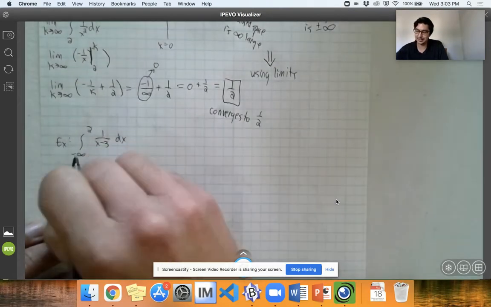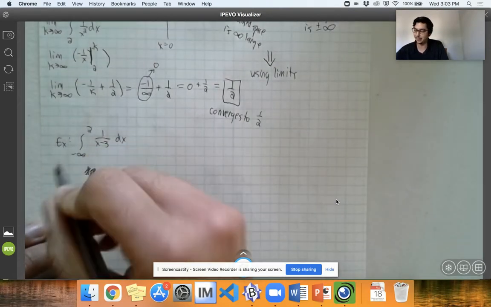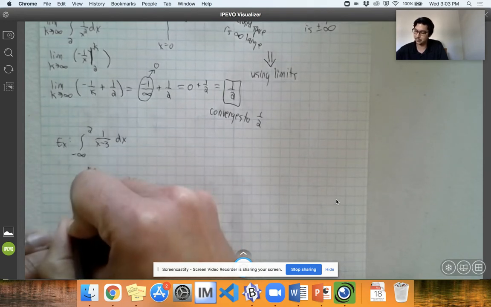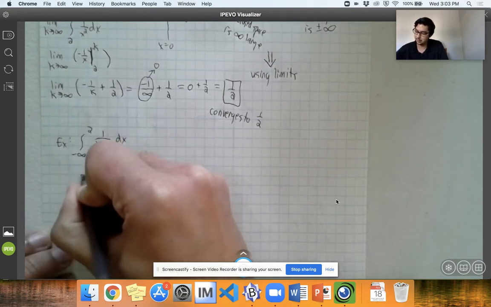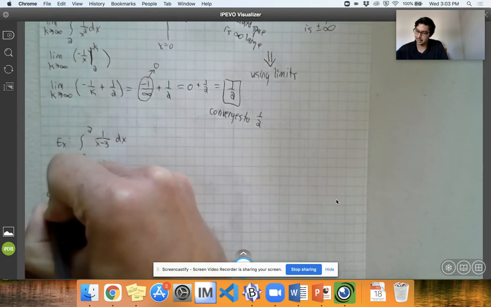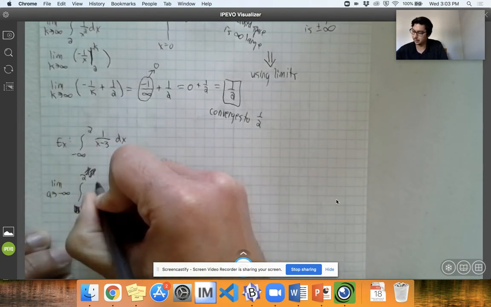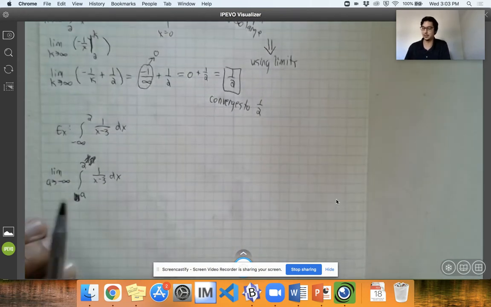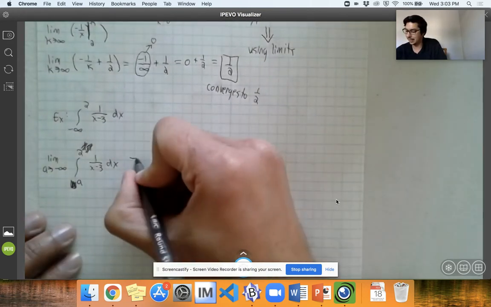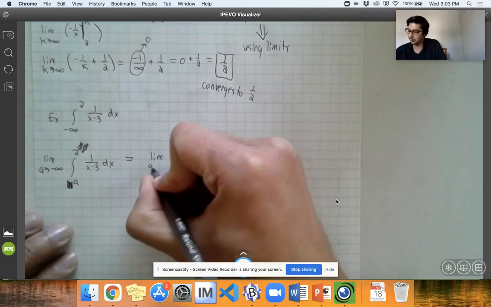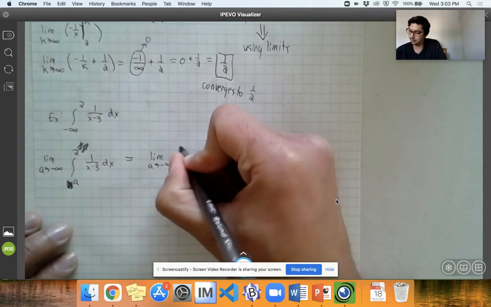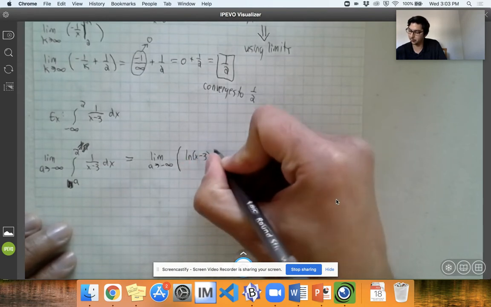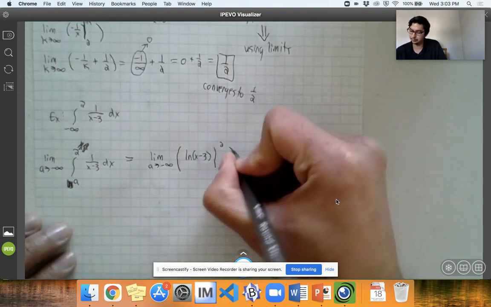I can't start doing this because of an infinity in the bound. It's improper, so I have to rewrite this first. Let's use A. Why not? A to 2 and do the limit as A approaches negative infinity of 1 over x minus 3 dx. Now, because we can evaluate this, that will be the limit as A approaches negative infinity of the antiderivative of that, which is going to be the natural log of x minus 3 from A to 2.